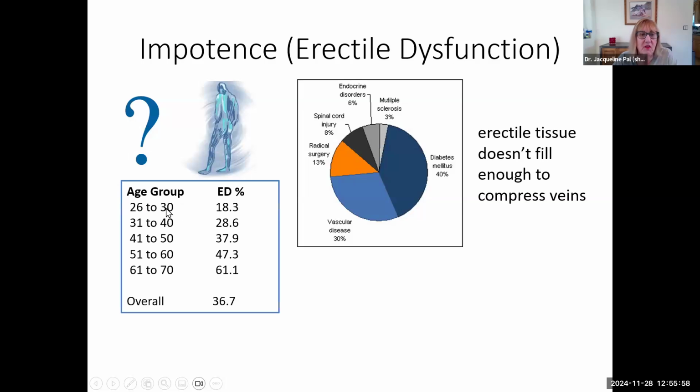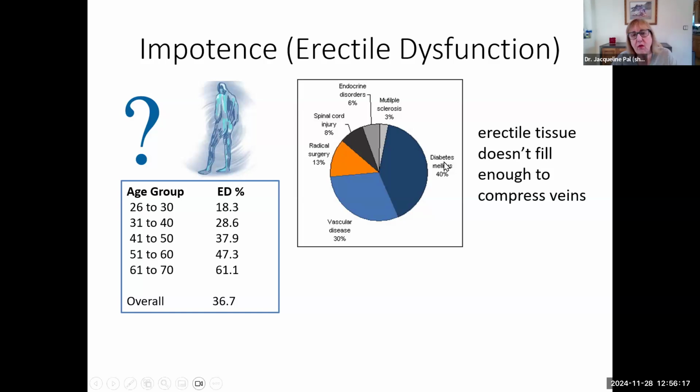Okay, so this is not just a disease of elderly men. By the time men reach age 30, almost 20% of men have erectile dysfunction. Age 40, 30%. So you can see by the time you're in the 60s, 60% of men will have erectile dysfunction. So it's extremely common.